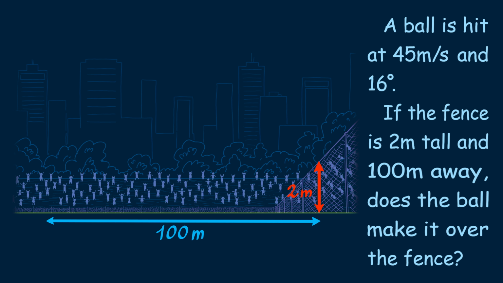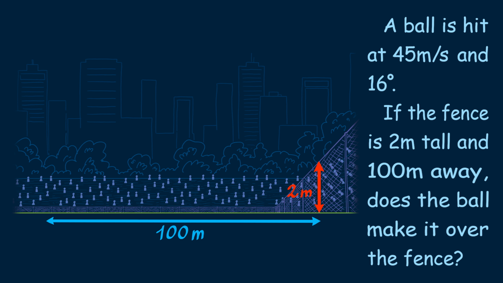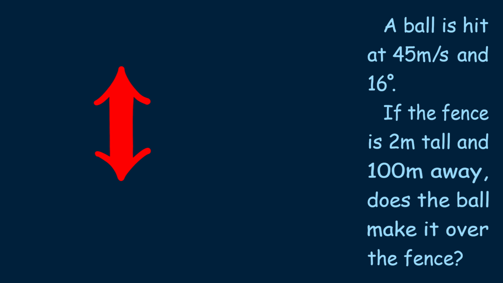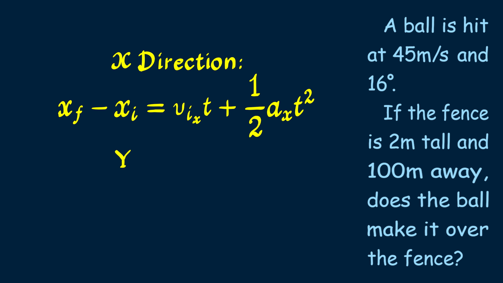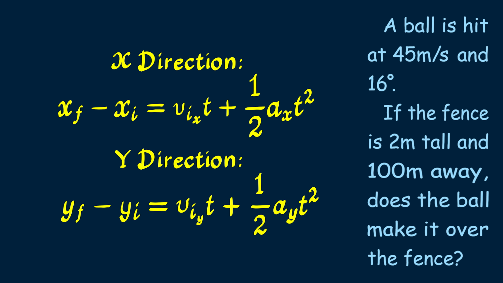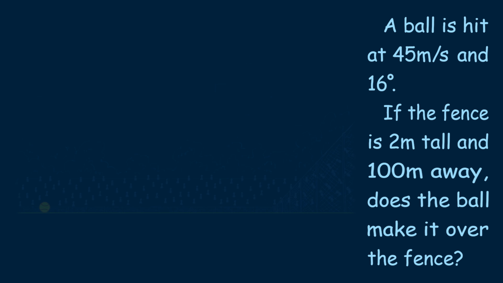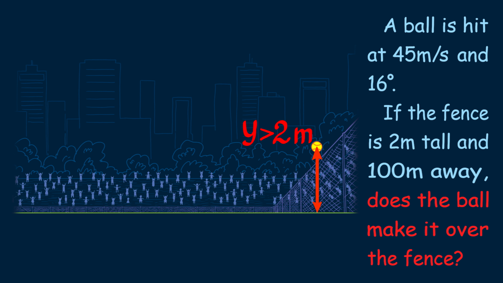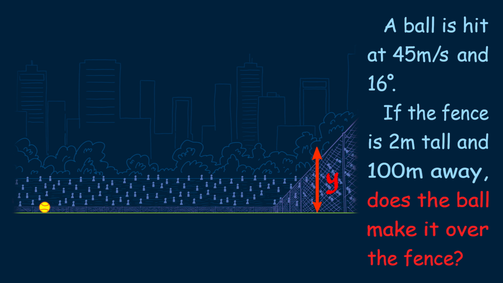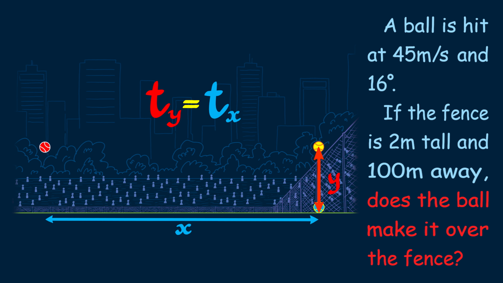Now I know there are a lot of numbers in this problem, but here's a general strategy to make it easy. Anytime you have an object moving in both the up, down, and the left, right direction, the key is to write out the kinematics equations separately for each direction. Then you solve for the time t in one direction and plug in the same t into the other one. In this case, we're looking for what the y position of the ball is when it makes it to the fence. If the y position is greater than the height of the fence, 2 meters, then it's a home run. This y position will be related to the time it takes for the ball to move in the x direction from home plate to the fence.